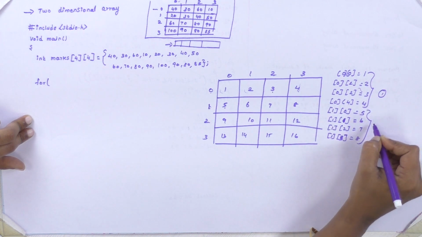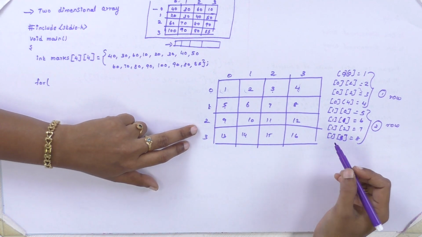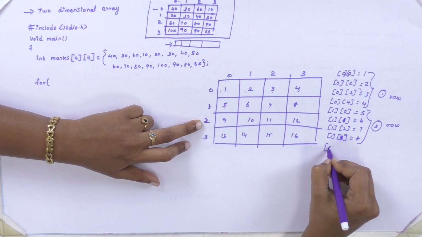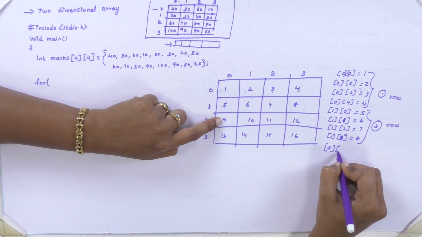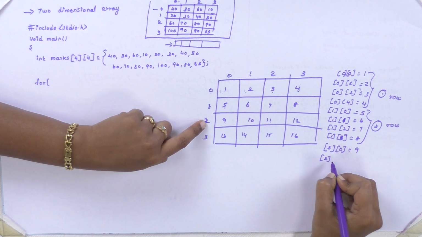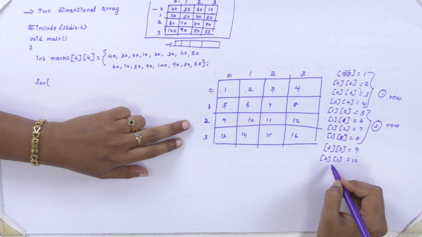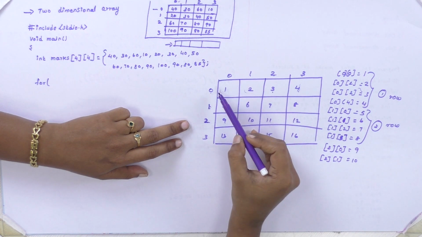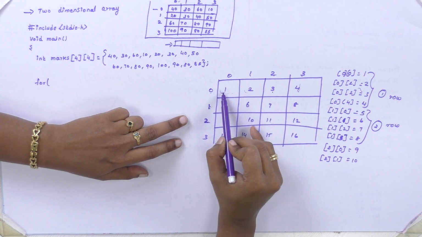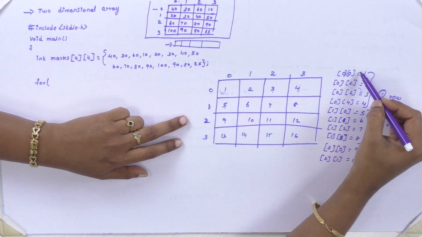This one represents the first row, this one represents the second row. Now I am going to move to the third row. So for the third row, the row will be 2, the column will be 0, and the value will be 9. Next the row will be 2, the column will be 1, and the value will be 10. Likewise it goes on like this. So the compiler reads the data in the form of first row, second row, third row.